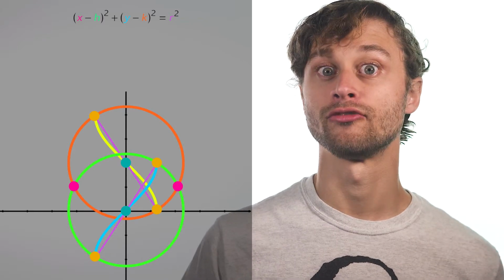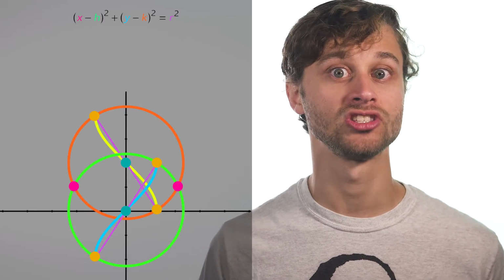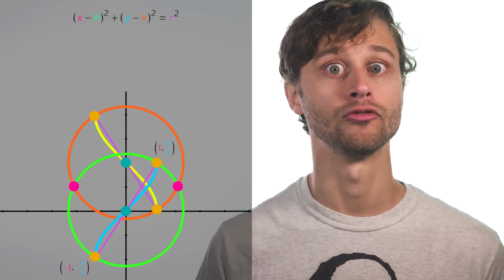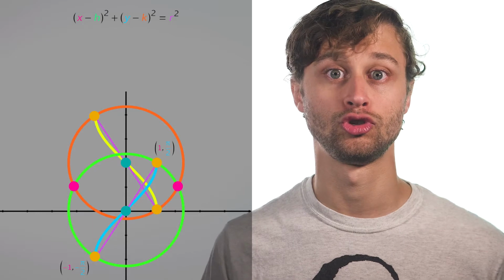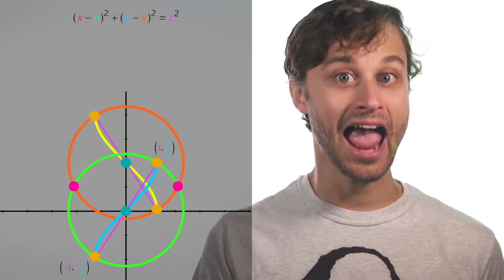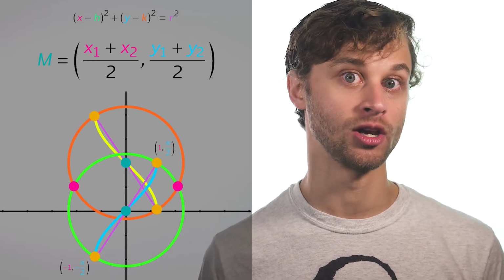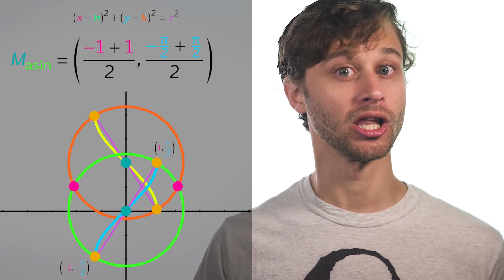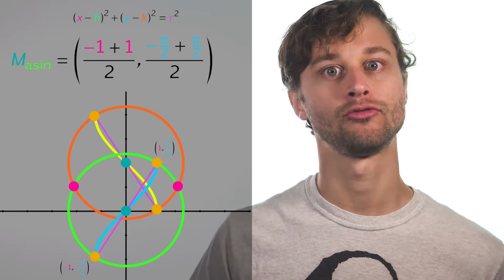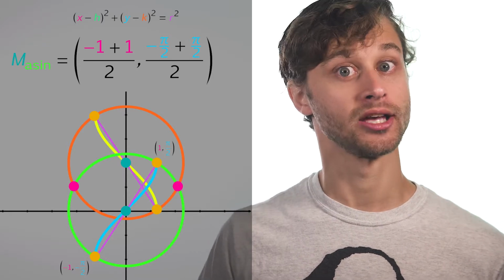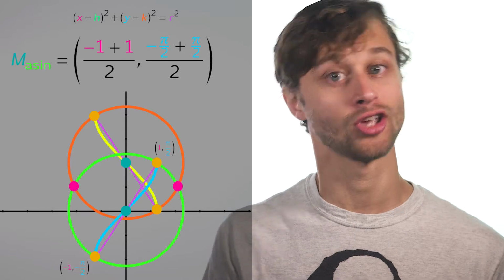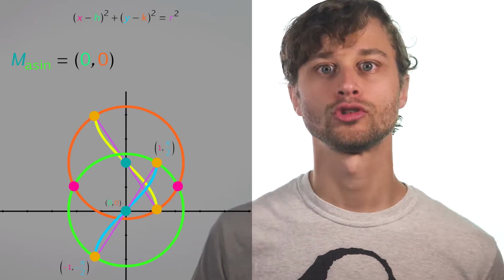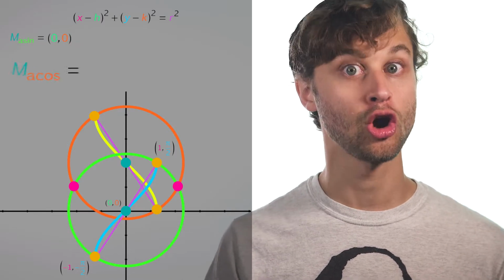Now, in order to do this, we just need to know the coordinates of the endpoints of these trig functions. For arcsine, the endpoints are at (-1, -pi/2) and (1, pi/2). To find the center point, we take the average of the x and the average of the y coordinates. For the x, we have (-1 plus 1) divided by 2, that's just 0. For the y, we have -pi/2 plus pi/2, which is also 0. So the center of this circle is just (0, 0).